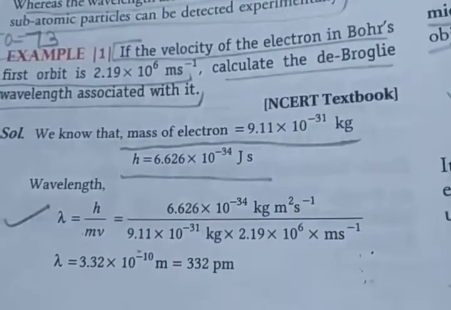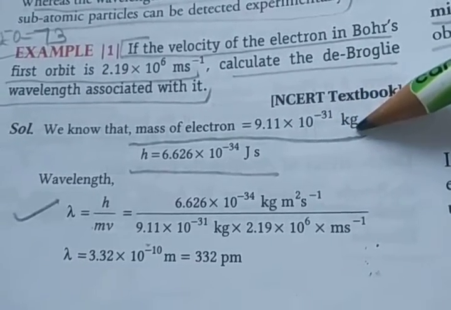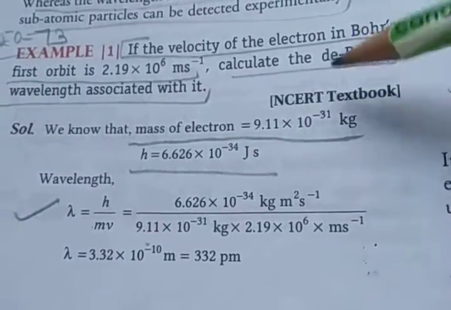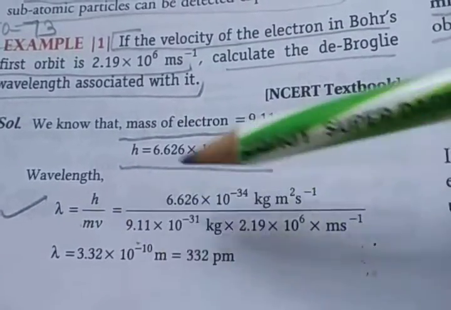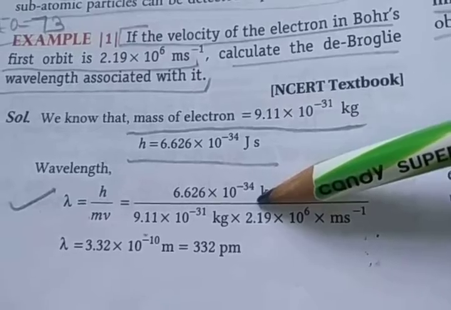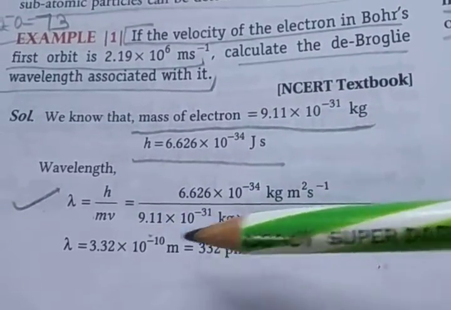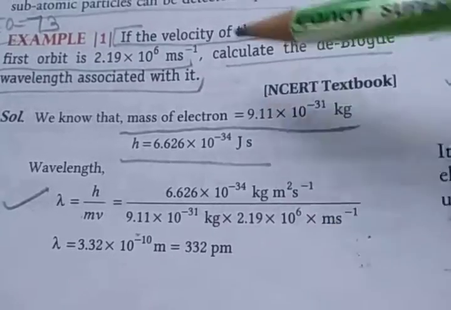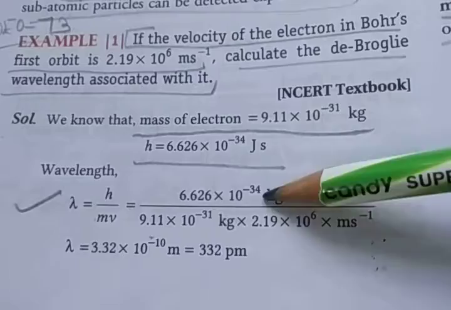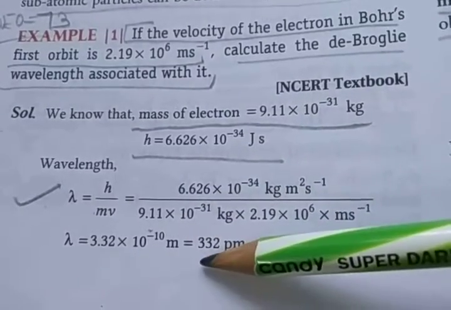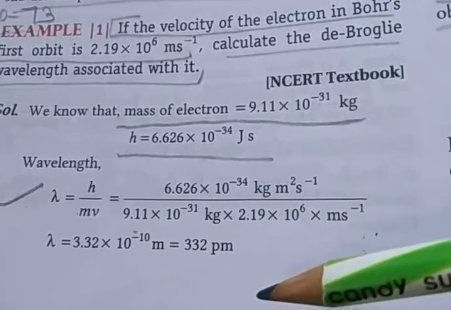So the mass of the electron we already have to know: 9.11 × 10^-31 kg. The de Broglie wavelength formula is λ = h/mv, where h is Planck's constant, 6.626 × 10^-34, m is the mass of the electron, and v is the given first orbit velocity. So we put the values in and calculate. The λ value comes to 3.32 × 10^-10 meter. Okay.